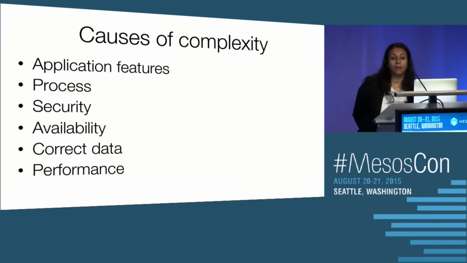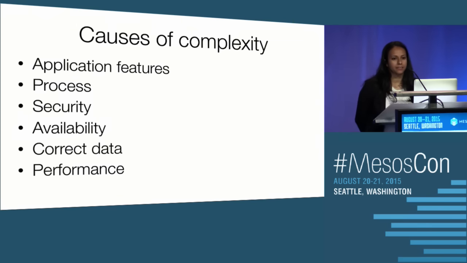Similarly, process can often cause complexity in our systems. So by process, what I mean is code reviews. The fact that the engineer who wrote the code that's running on your servers might not be at your company today, and you have to deal with that. The fact that business priorities change, and so you might push services that turn out not to be necessary later on or need to be repurposed. Another necessary evil.